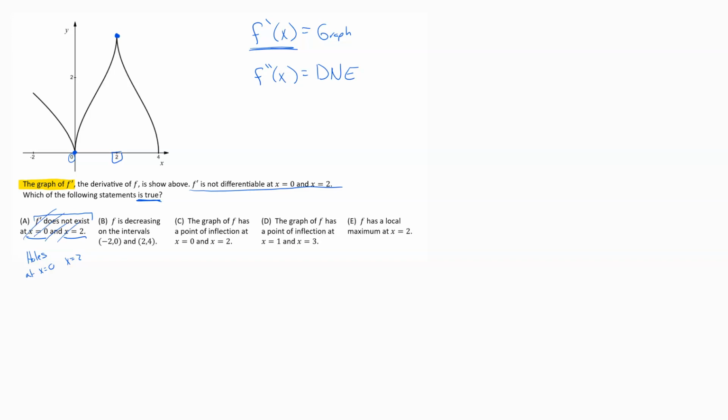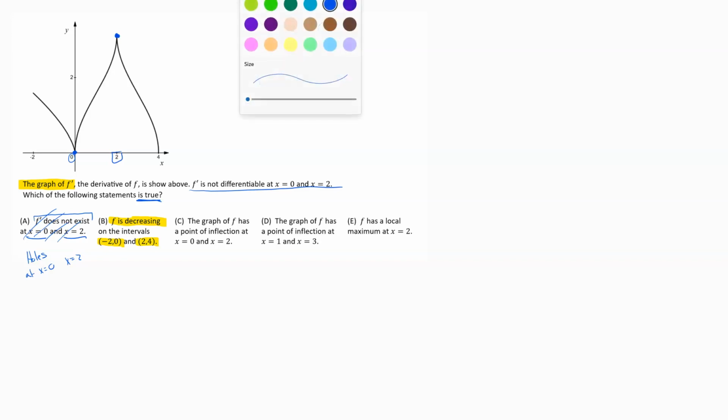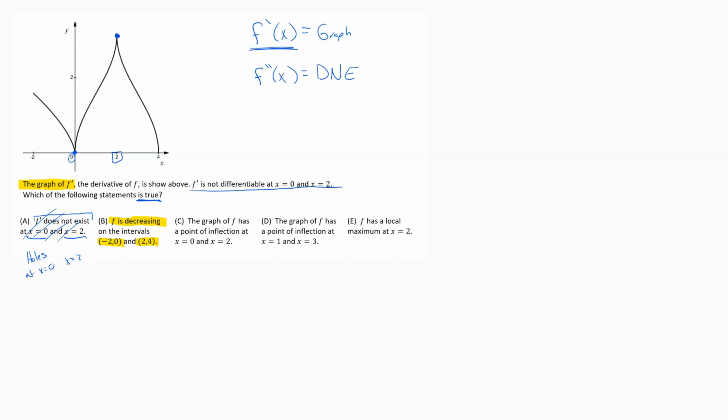Moving on to B now, B is telling us that f, the original function, is decreasing on these two intervals. Well, remember, you're not looking at the actual graph, you are looking at the graph of the derivative. So to determine if the original graph is increasing or decreasing, we have to read our first derivative information off of there. Reading our derivative graph, wherever the derivative is up in the positive, that's where our original function is increasing. Wherever our graph would be down in the negative, that's where our original function is decreasing.